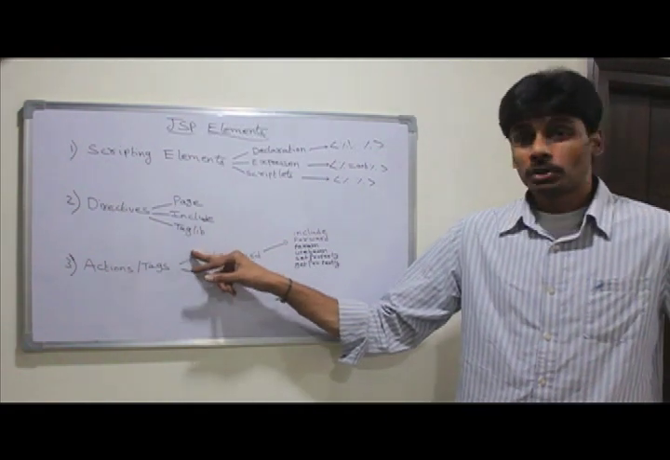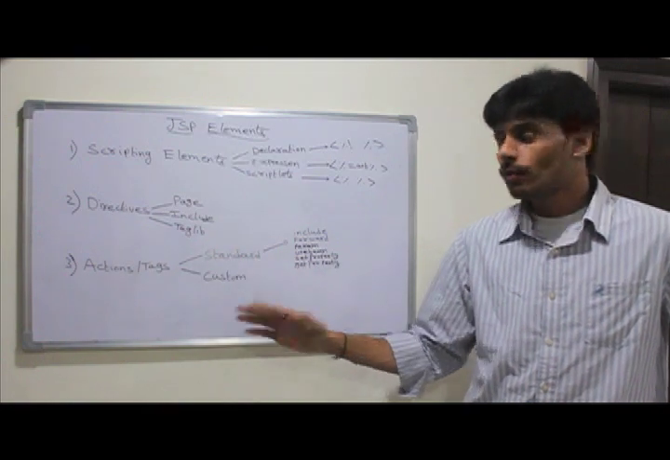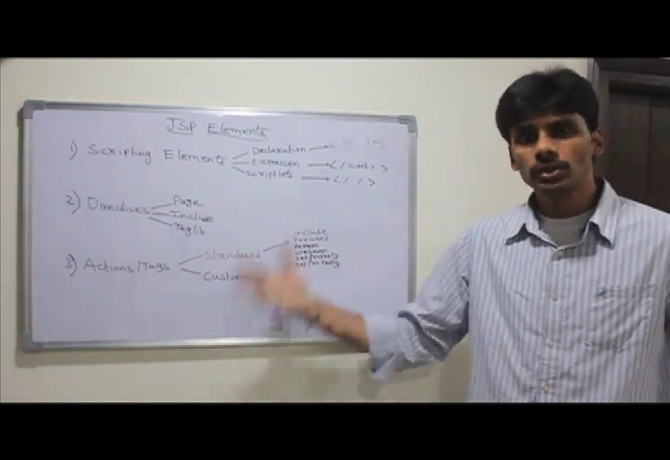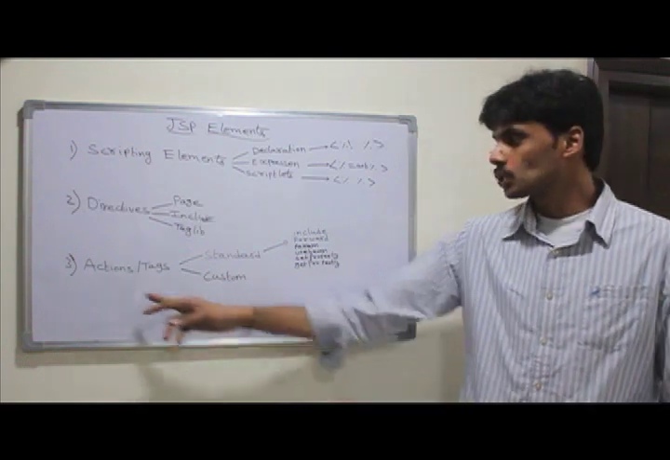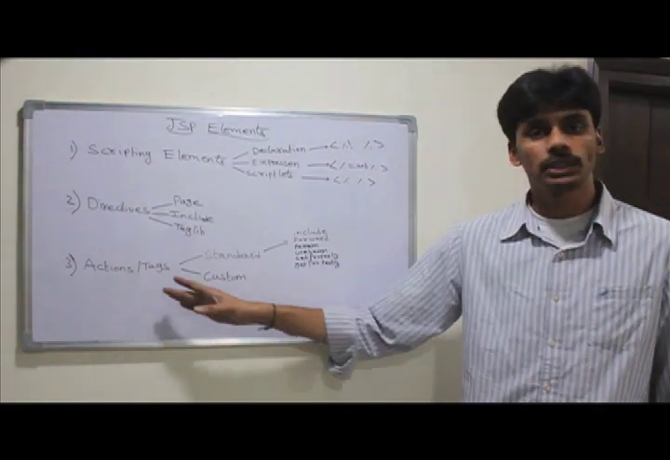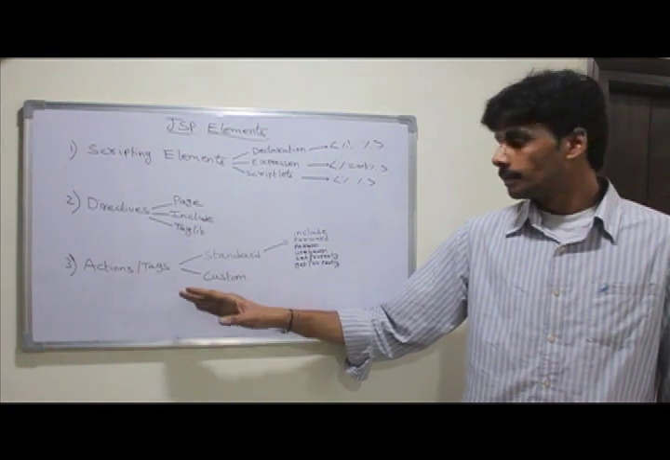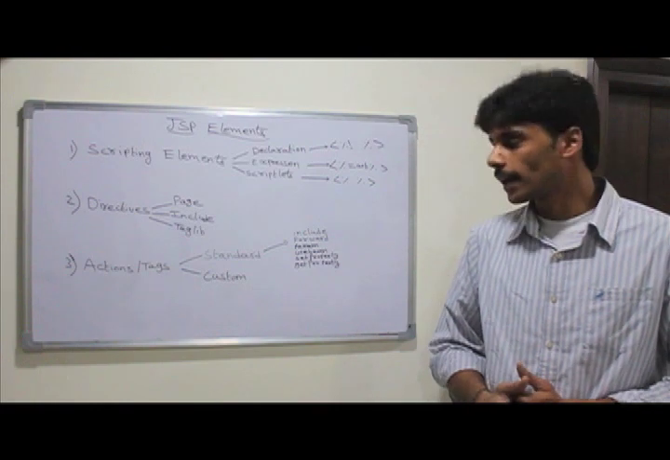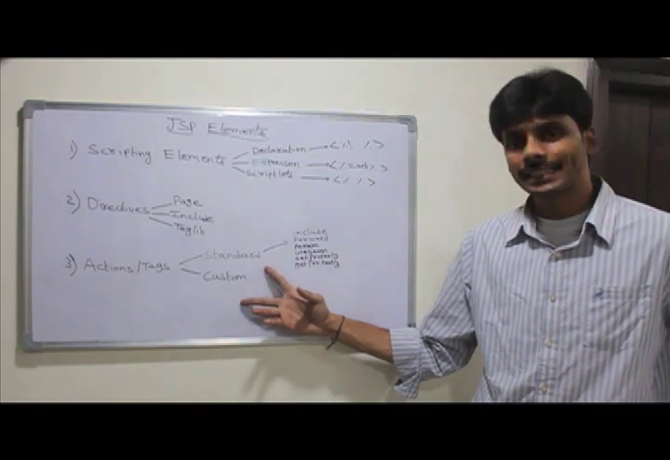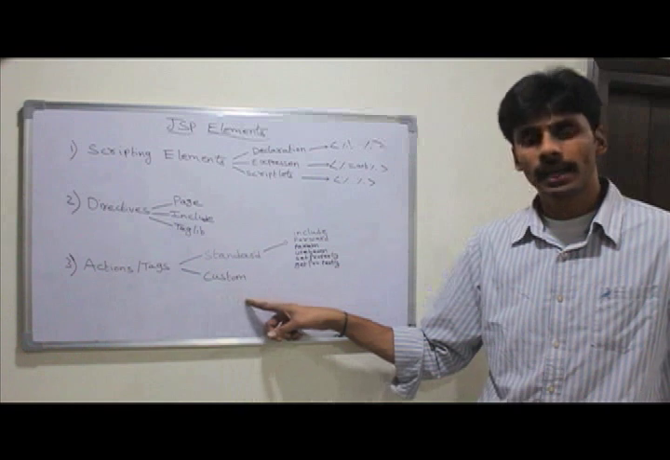The taglib, which is an important directive, is used for custom tags or to use the JSTL tags which are available from Sun Microsystems. That brings us to actions or tags. That's the third type of JSP elements that are available. These are runtime instructions to a container, the JSP container. There are 2 types of actions: standard actions and custom actions.